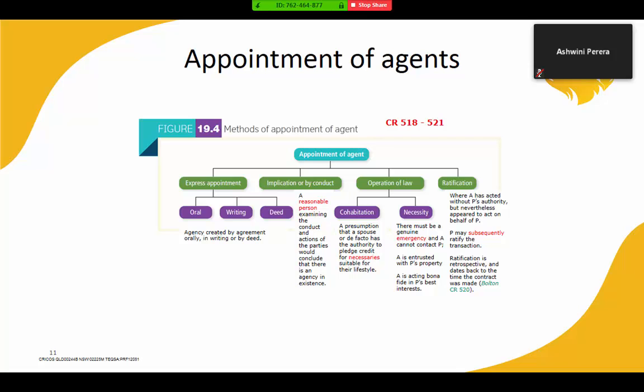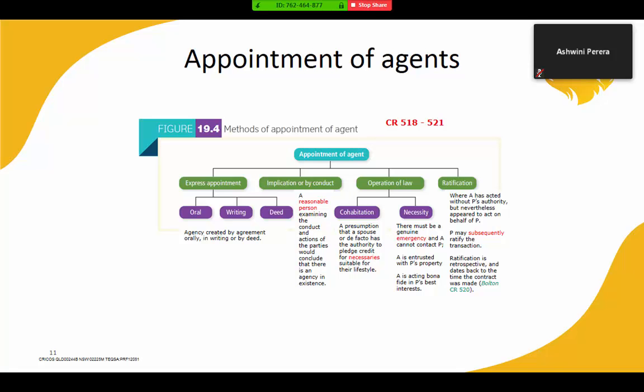Then those two under operation of law, okay, one of them is called cohabitation. So there's a presumption which reminds you probably of what we talked about in terms of full capacity contract, or rather the presumption under the intention to contract in relation to contexts that are social or business. Here there's a presumption again that a spouse or a de facto has the authority to pledge credit for necessities or necessaries suitable for their lifestyle. What does this mean? So here the spouse is going to become your agent by the operation of law.